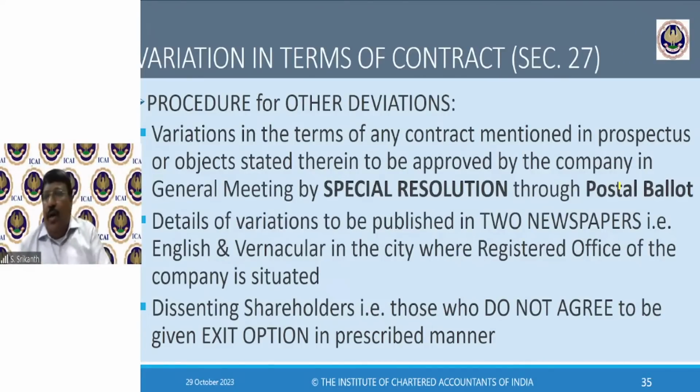Okay. If you don't understand the special resolution still, don't worry. When we come to management and administration, again we will teach. But the definition is very clear. The number of votes cast in favor shall be not less than 3 times the number of votes cast against, if any. So take the number of votes cast against, multiply by 3, see the number of votes cast in favor. If this is more than 3 times, special resolution passed.